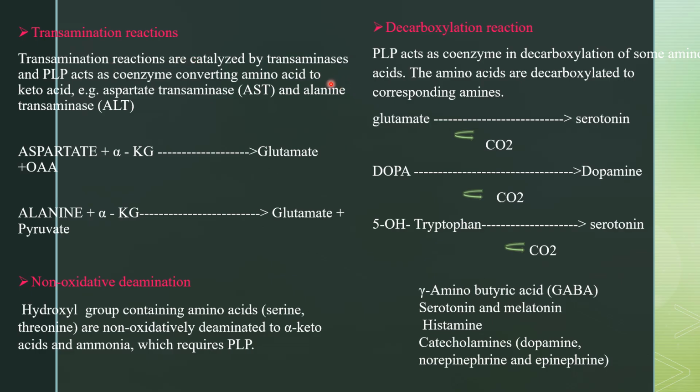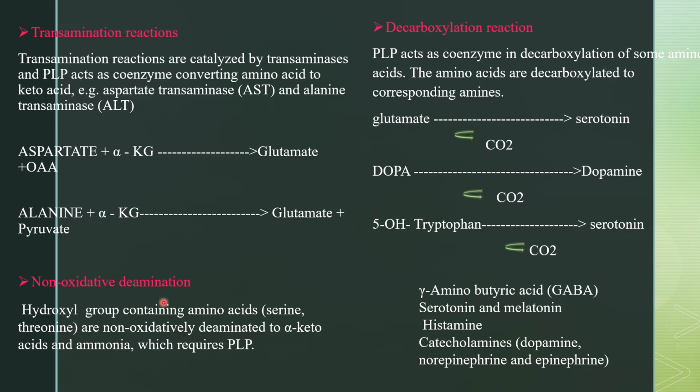Transamination reactions are catalyzed by transaminases, and PLP acts as a coenzyme converting the amino acid to a keto acid. For example, the enzyme aspartate transaminase converts aspartate and alpha ketoglutarate into glutamate and oxaloacetate, with PLP acting as a coenzyme. Similarly, alanine and alpha ketoglutarate as a keto acid are converted into glutamate and pyruvate. So this is another example of the transamination reaction.